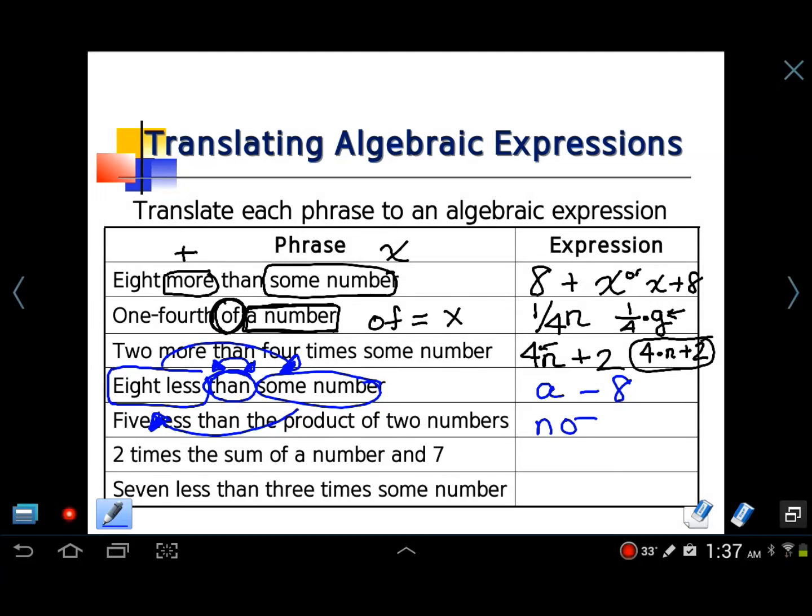Do not put 8 minus a. I know it seems like that, 8 less than some number, but that does not mean the same thing. This means the same thing. So 8 less, say the number is 10. What's 8 less than 10? 10 minus 8 is 2. And that would make sense.